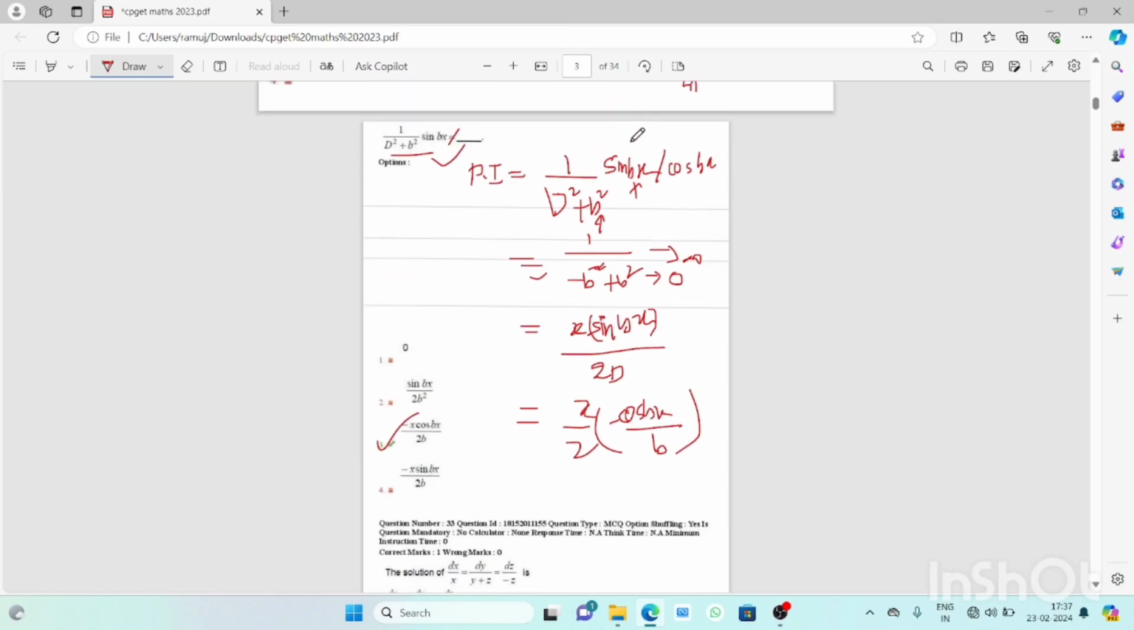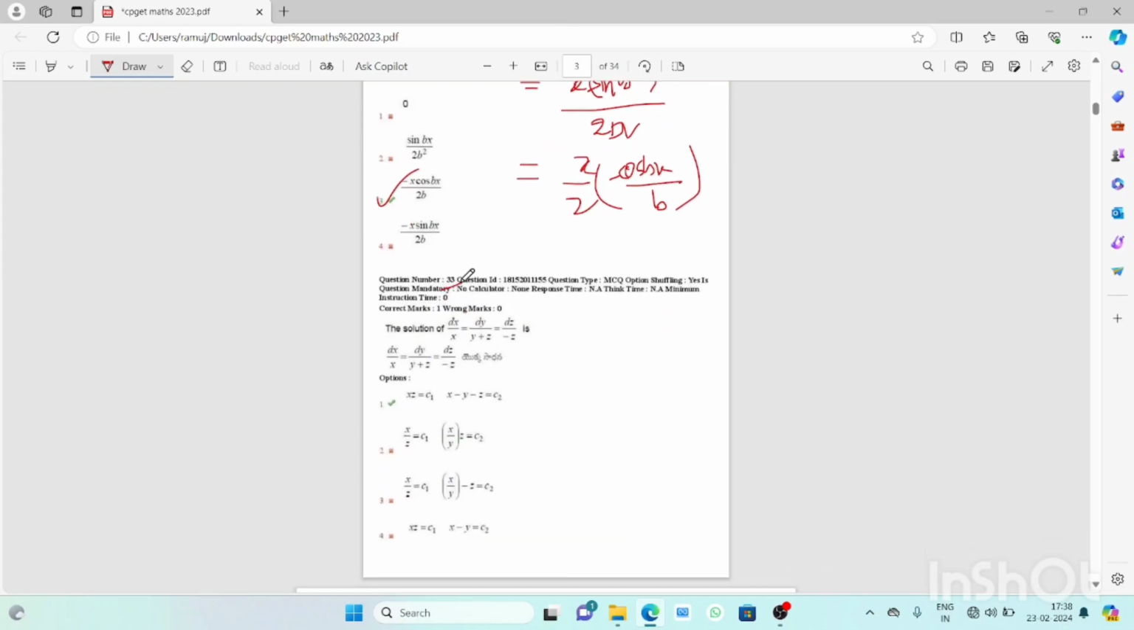Whenever it is sin bx or cos bx, the general case, you have to proceed this way. If it goes to 0, you have to just multiply by x and differentiate the denominator, not the numerator. Okay, so this is the way to solve this type of problem, finding the particular integrals.